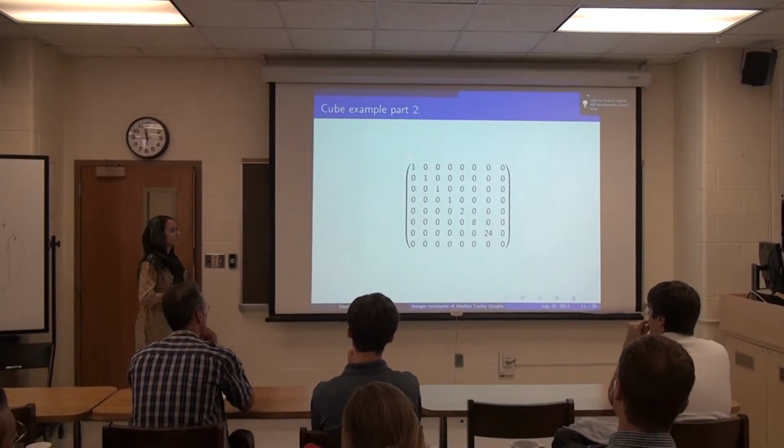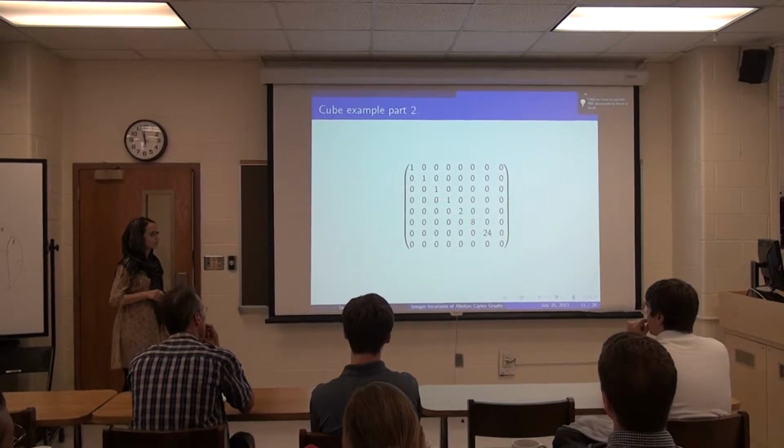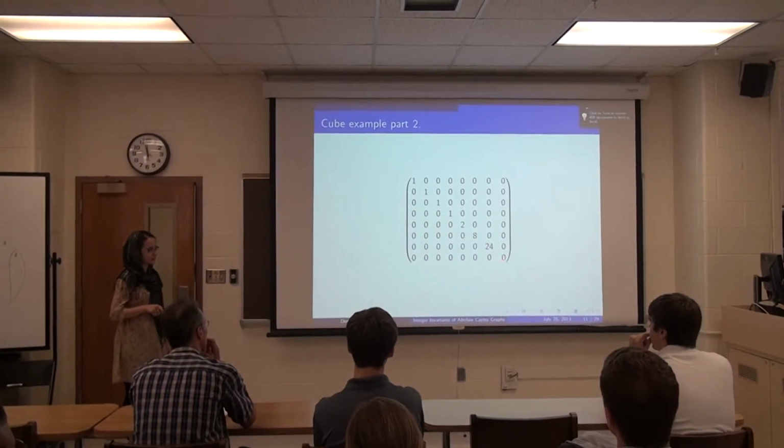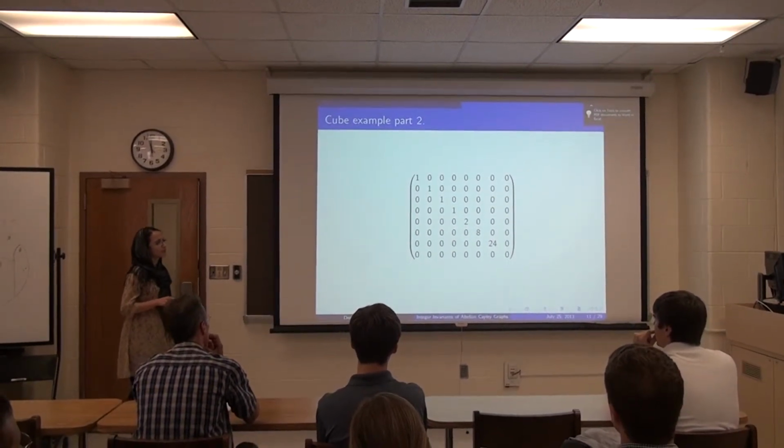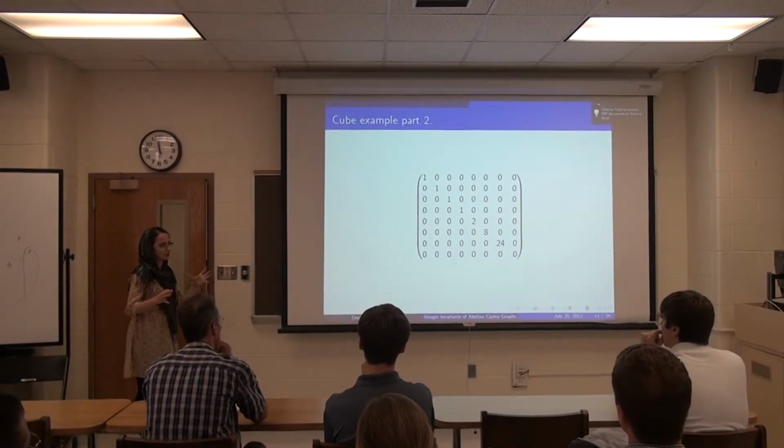And an application of this is, if you take the product of those diagonal entries, ignoring that last zero, what you get is the number of spanning trees the cube has.